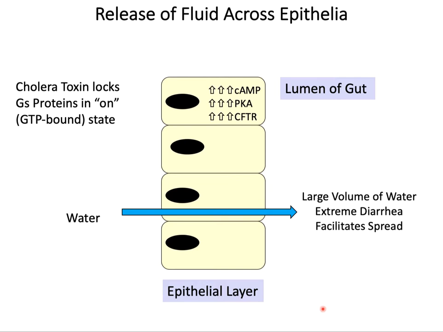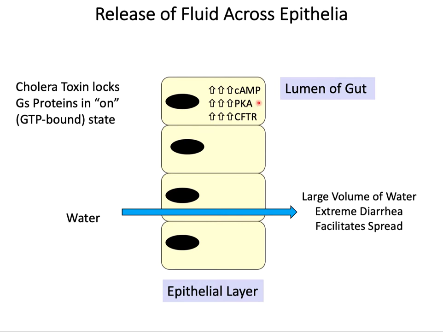Okay, so cholera toxin locks the stimulatory G protein in the GTP bound state, or on state. The result is a significant increase in the amount of cyclic AMP, so much higher than normal. This in turn results in significant activation of protein kinase A, again much higher than normal, which in turn will result in significant overactivation of CFTR.